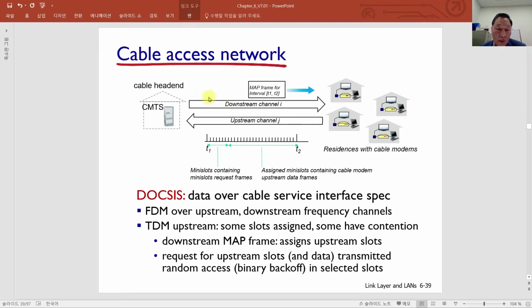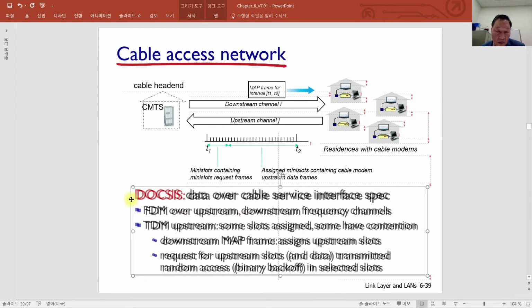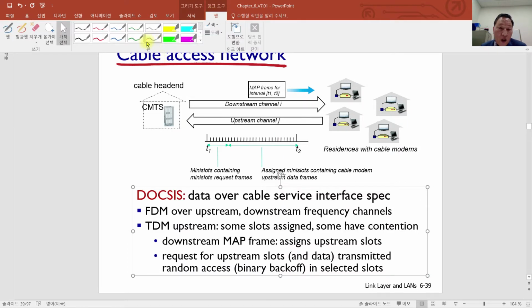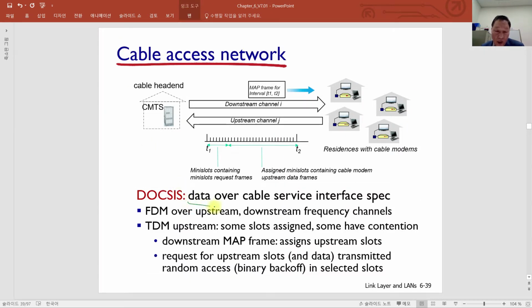Here, this one is explaining a little bit more about that multiple access scheme. This one is using DOCSIS. DOCSIS stands for Data Over Cable Service Interface Specification. Here, FDM, frequency division multiple access, those schemes are being used for downstream. And also TDM. Even for this upstream, this one is using some area of the frequency spectrum. And also for upstream, this one is using TDM, a time division multiple access scheme.